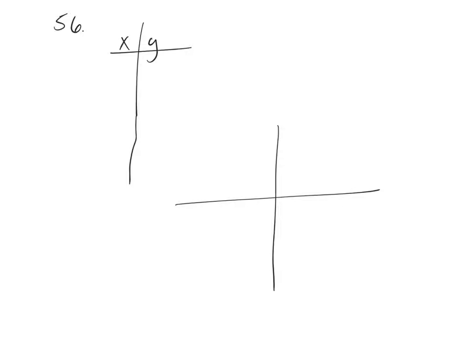Number 56 is very similar to 54, except now we're going to look at an inequality. The inequality we're going to look at is y is less than negative 3x minus 1. Again, we're going to look at a table, and I'm only going to do 5 examples here. I might do a few more.